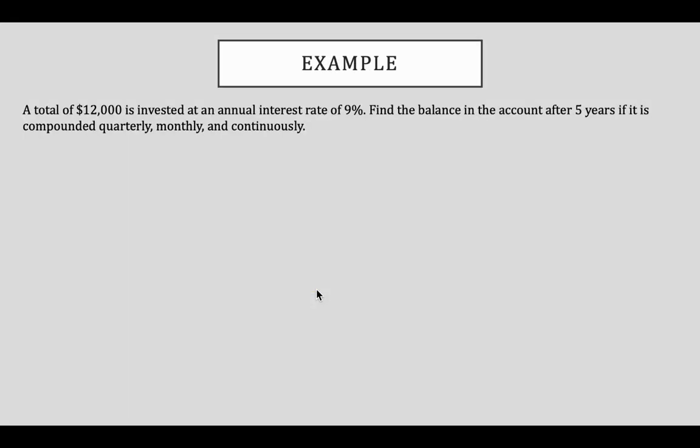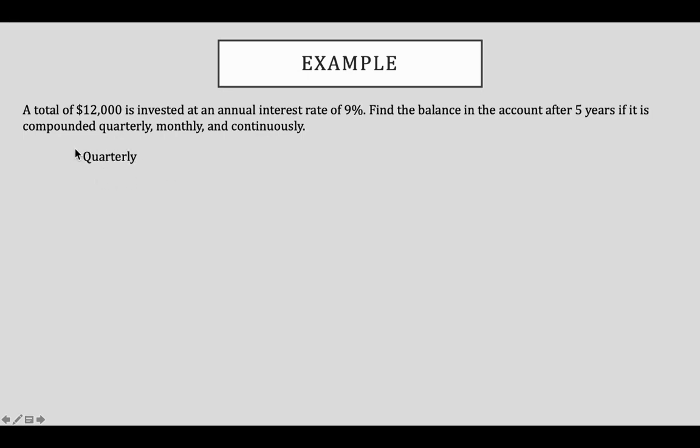So let's see if we can put an example together here. A total of $12,000 is invested at an annual interest rate of 9%. Find the balance in the account after 5 years if it is compounded quarterly, monthly, and continuously. So we have three different scenarios that we are going to have to go through. Let's start off with compounded quarterly.